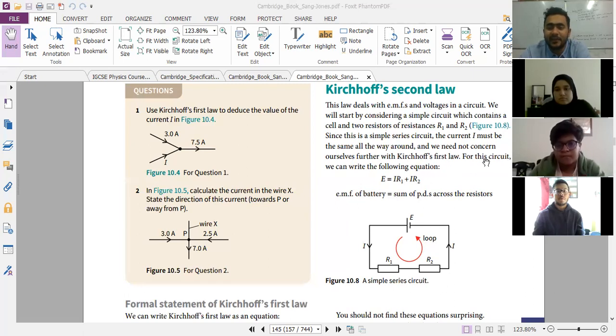It is coming now. For this circuit we can write the following equation. Look, if we represent the EMF with E, then a voltage will be applied across it. This is the input voltage and this is the applied output voltage, you can say. Are we clear? Is my voice clear? Yes, sir.